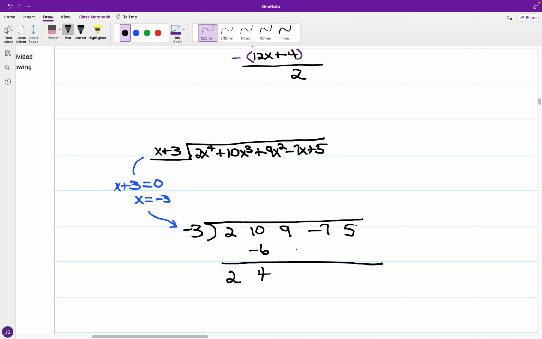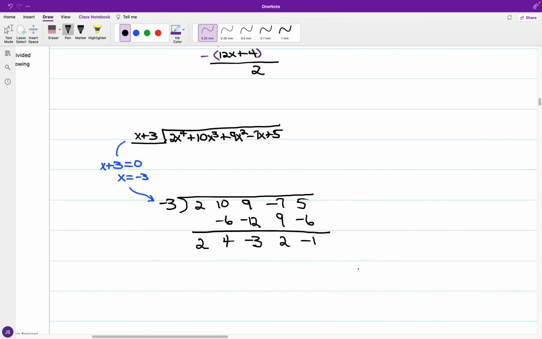Now we have negative 3 times 4 is negative 12. 9 plus negative 12 is negative 3. Negative 3 times negative 3 is positive 9. Negative 7 plus 9 is a positive 2. Negative 3 times 2 is negative 6. 5 plus negative 6 is negative 1. Okay, so we got for the result, for the remainder, negative 1.